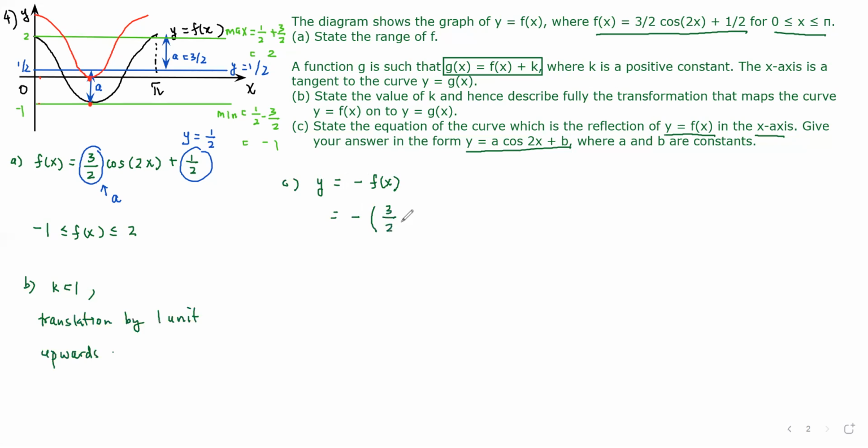f(x) is 3/2 cos 2x plus 1/2. Distribute the negative and you have negative 3/2 cos 2x minus 1/2. Then in that case, you can see that the constant a is negative 3/2 and the constant b is negative 1/2.